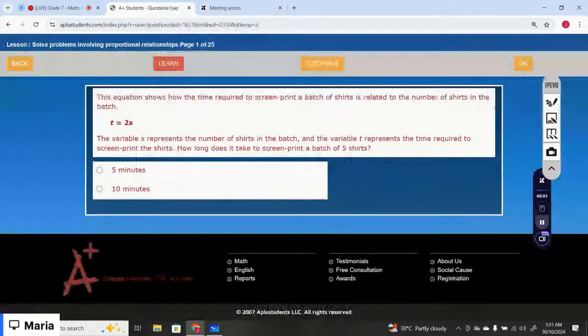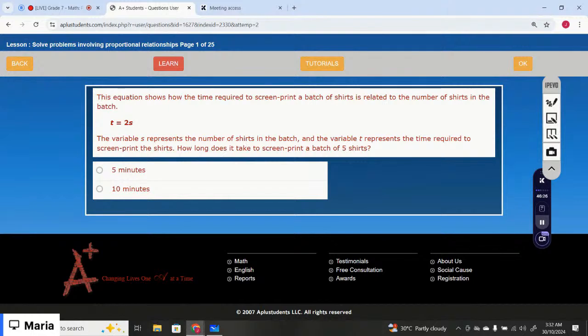This equation shows how the time required to screen print a batch of shirts is related to the number of shirts in the batch. t equals 2s. The variable s represents the number of shirts in the batch and the variable t represents the time required to screen print the shirts. How long does it take to screen print a batch of 5 shirts?